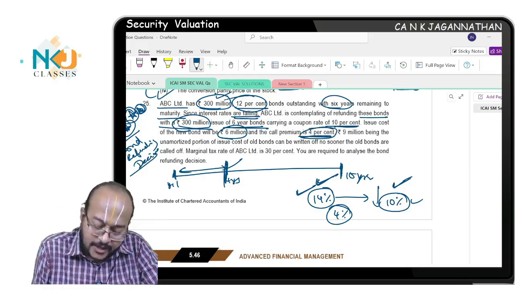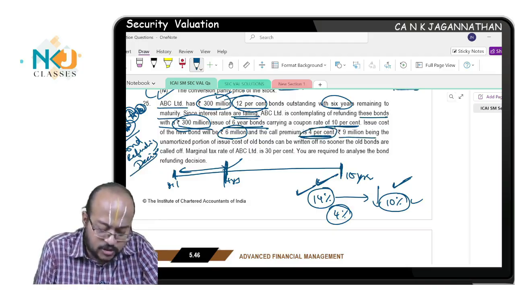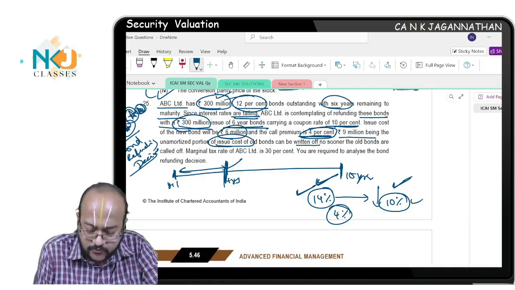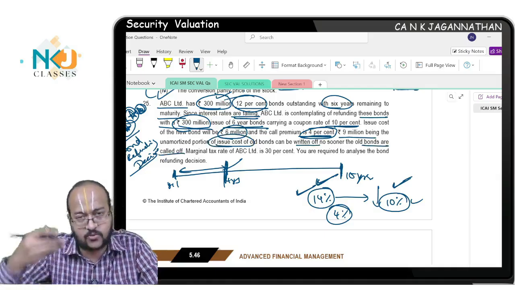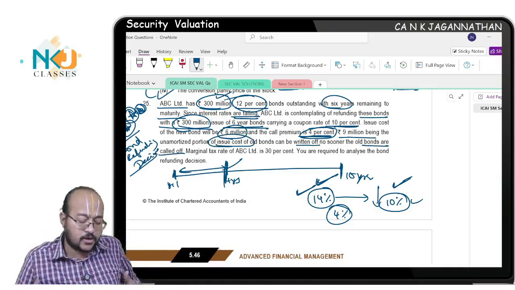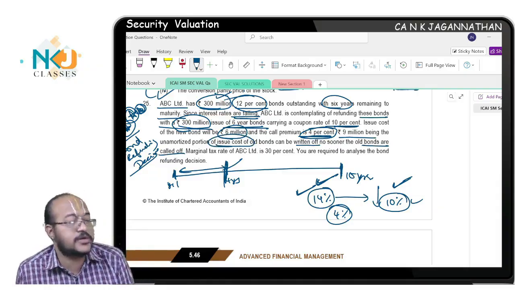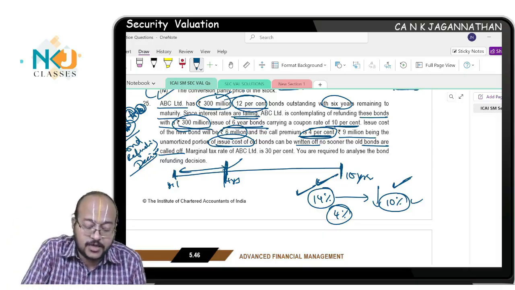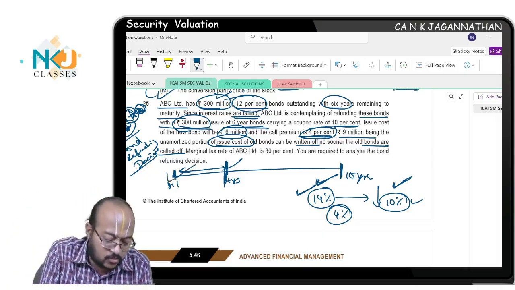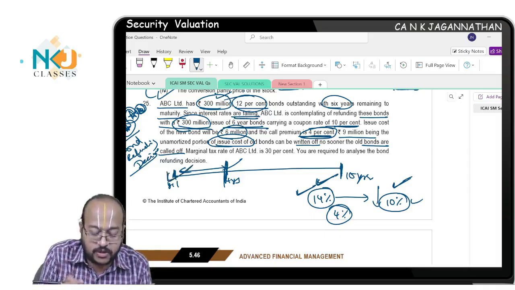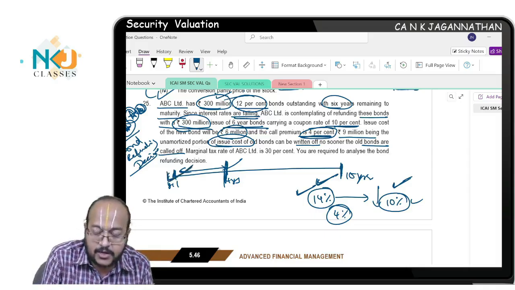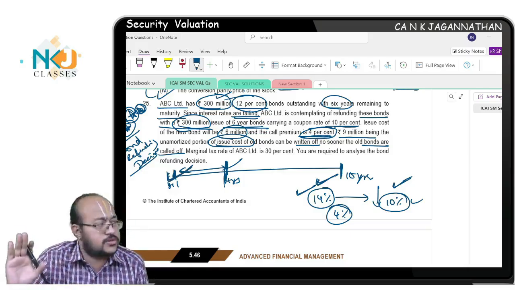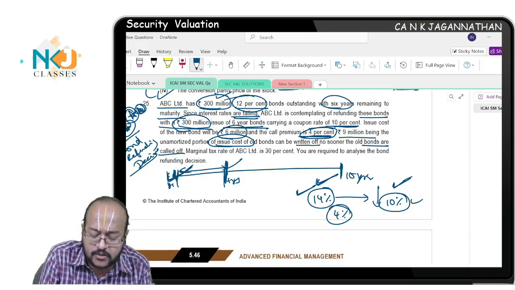9 million being the unamortized portion of issue cost of old bonds can be written off no sooner than the old bonds are called off. Once the old bonds are called off, you can write off the 9 million unamortized portion of the issue cost. Four years back from today, you would have issued this bond and incurred an issue cost, which would have been amortized over the life of the bond.